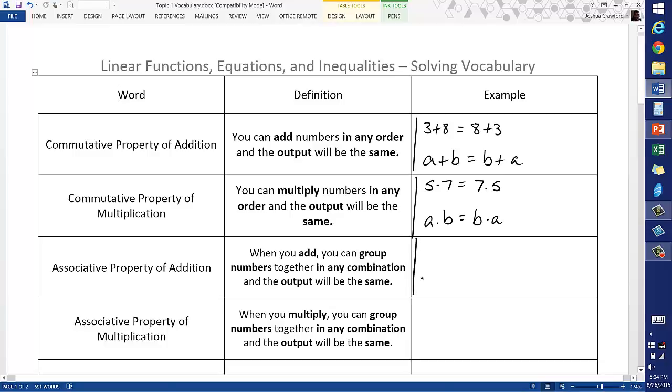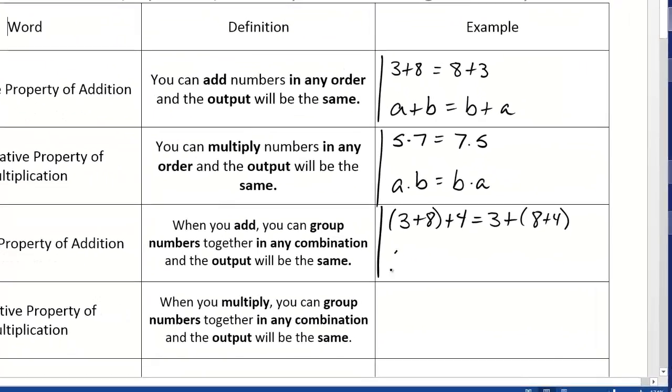Next, the associative property of addition. When you add, you can group numbers together in any combination and the output will be the same. So let's say we have 3 plus 8 grouped together and you want to add 4 to that. It's the same thing as saying 3 plus grouped together 8 plus 4. The right side you added 8 plus 4 first, the left side you added 3 plus 8 first. So using variables, if you have A plus B grouped and then add C, same thing as adding A to the group of B plus C.